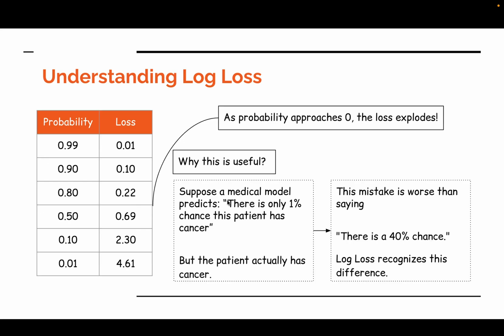But if you see the model saying there is only a 1% chance this patient has cancer, then as a doctor you might think that this model is quite confident in its result and we might not consider doing any further test. So we might end up making a bigger mistake. So log loss recognizes this difference between these two scenarios.